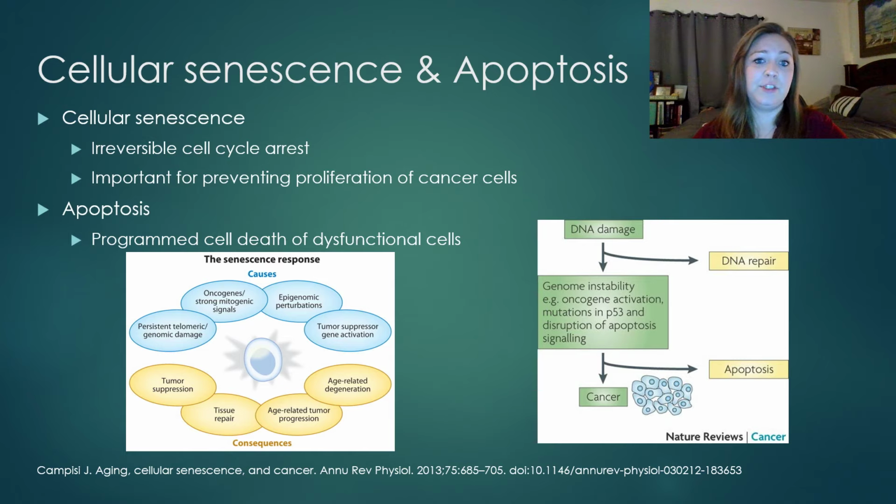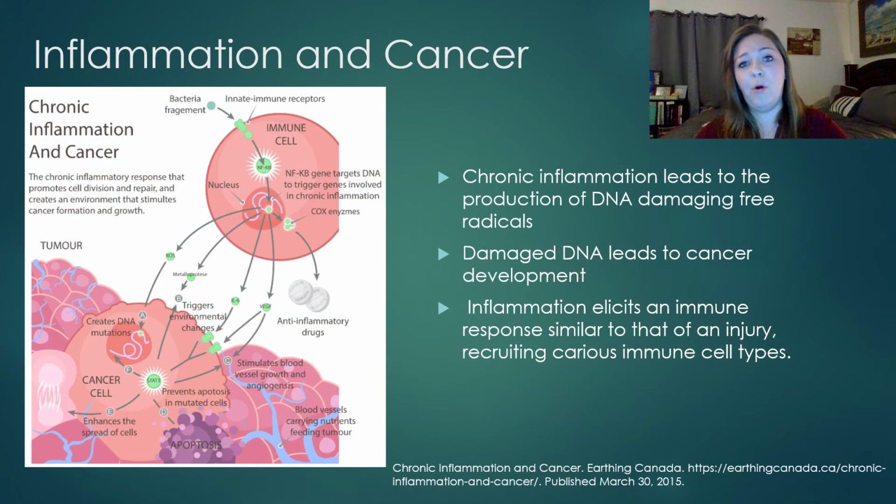Next, we're going to talk about apoptosis, which is programmed cell death that can be initiated by tumor suppressor genes, as mentioned earlier. There's also cellular senescence, which is an irreversible cell cycle arrest, and it is important for preventing proliferation of cancer cells that are found to have that DNA damage. Next, we're going to talk about the role that chronic inflammation plays in cancer.